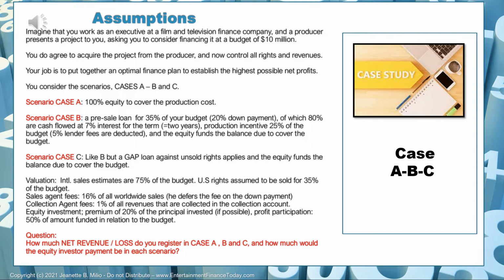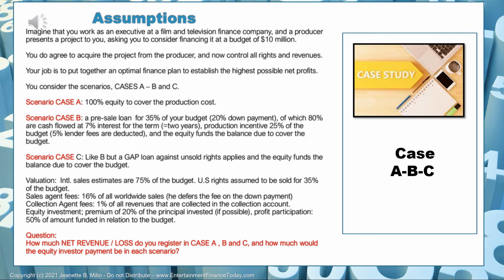The valuation that you would have for this project would show that 75% of the budget can be covered from international distribution rights revenues, and 35% would be assumed to be covered from US distribution rights revenues. Your sales agent charges you 16% of all the worldwide sales they establish. The collection agent charges you 1% of all the revenues that hit the collection account.